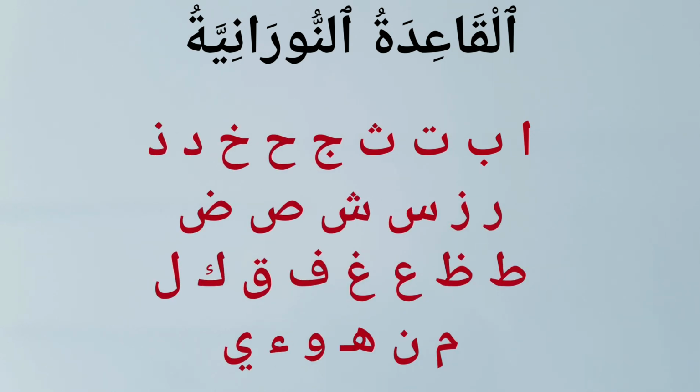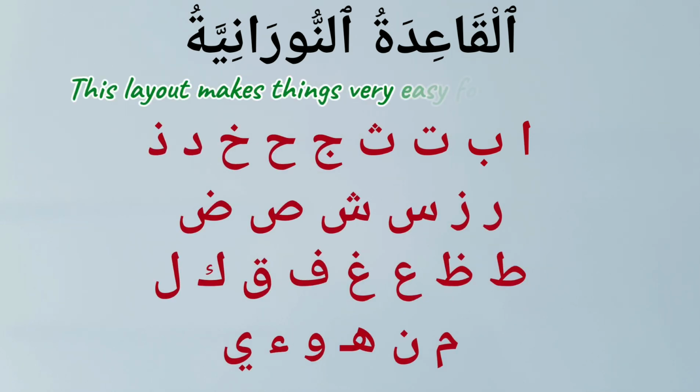So we have, for example, al-Qaida al-Nuraniyya, which has put these 29 letters together in a way which is easy for people to pronounce. So they've started off with alif. Alif is the first letter in the alphabet, and they've taken off the hamza. The reason they've taken off the hamza is because it's going to cause confusion for the student. So they've made it easy by just placing alif, and they've brought hamza later on by itself. And this is the way that we have been studying it.